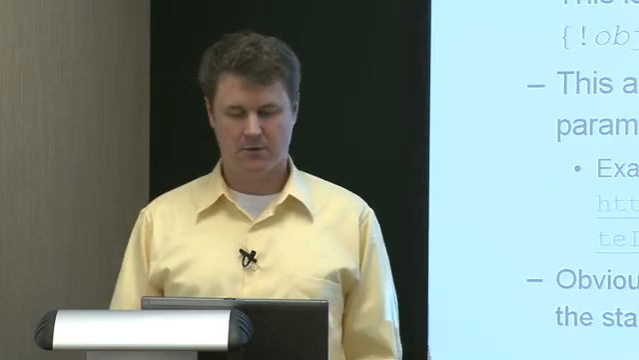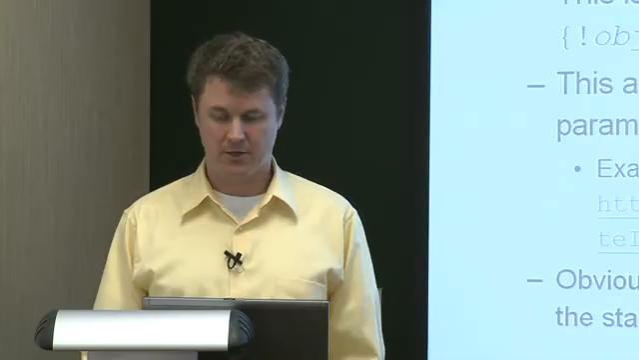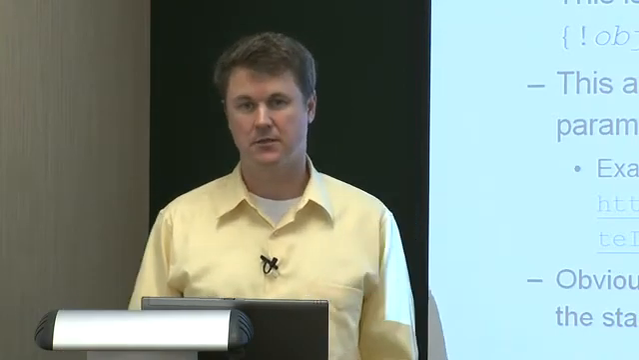Okay, what is the name of... So in this URL that we're looking at, which is NA4 Salesforce.com, Apex, and then job app candidate info, and then question mark ID equals. So are you asking where did job app candidate info come from? I'm guessing that the ID is the ID of a job app candidate.